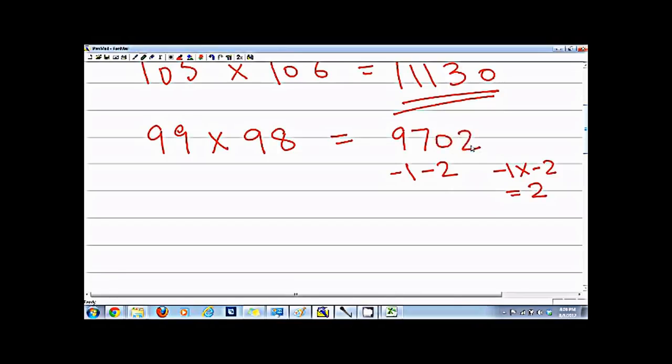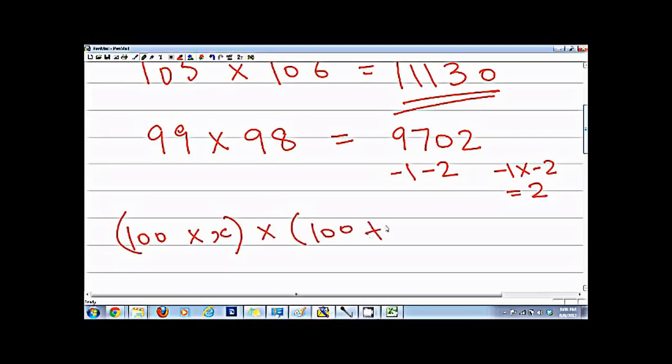So this is not magic, there is a proof to it. So let's go to the proof. For example, if I have 100 plus x and I want to multiply by 100 plus y, here we have 10,000 plus 100 times x plus y, plus xy.